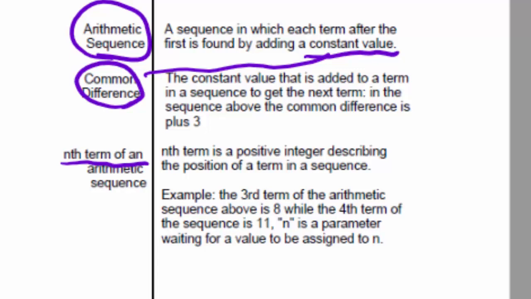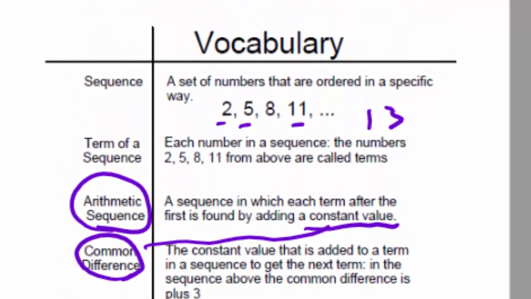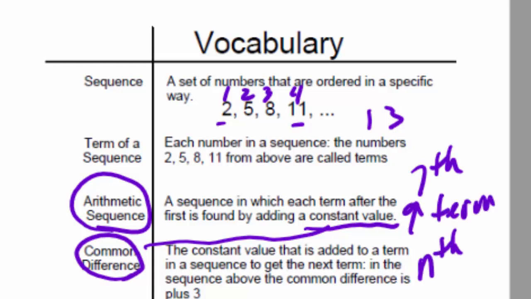Now down here where it says nth term of a sequence or arithmetic sequence, that just means a particular term in the sequence. So if you look back at the top here, the number 2 is the first term, the 5 is the second term, the 8 is the third term, and the 11 is the fourth term. If I say find the 7th term, then the 7 is my n. We're just substituting this in with 7. So n in this context is a parameter, it's a placeholder.